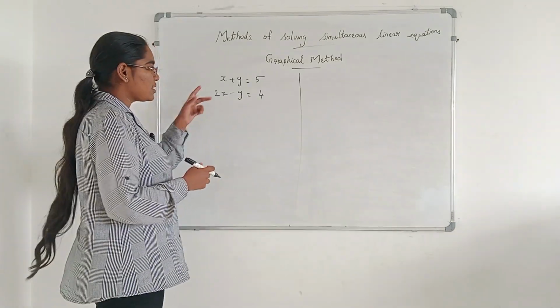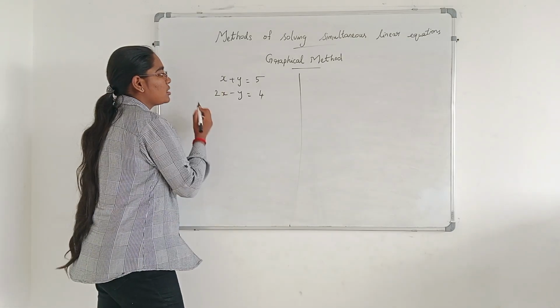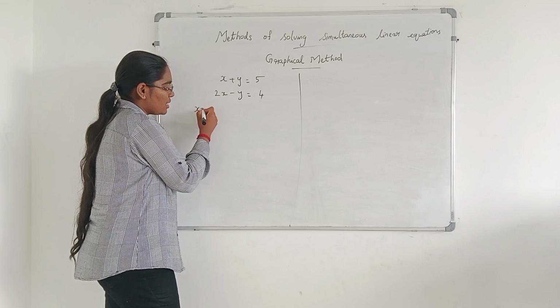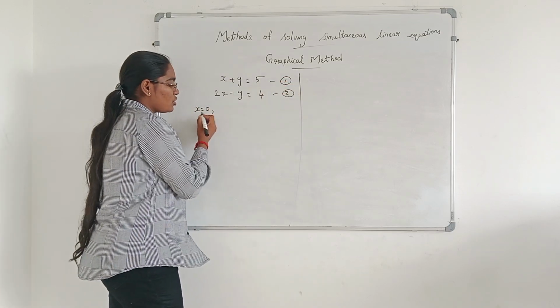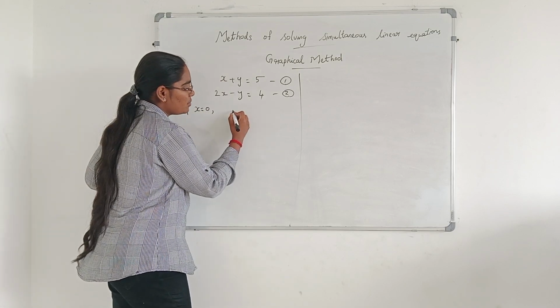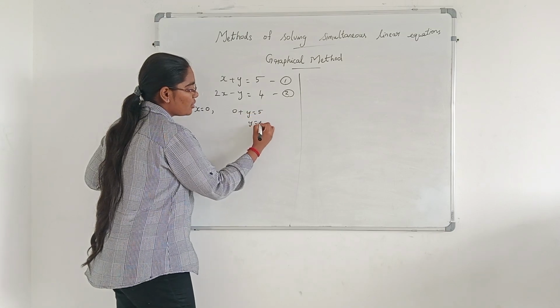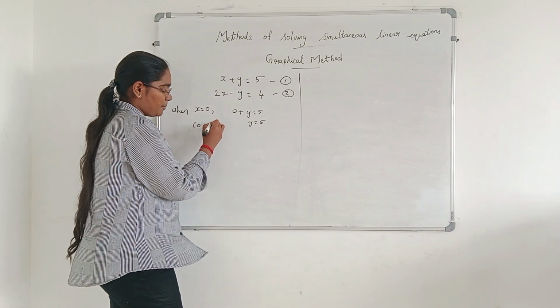Now we are going to solve these two equations by the graphical method. So first, let us substitute 0 in the place of x. That is, x equal to 0. This is equation 1, this is equation 2. When x equal to 0, equation 1 becomes 0 plus y equal to 5. So y equal to 5. So the first value we got is (0, 5).